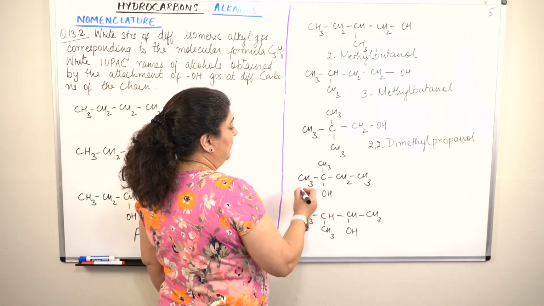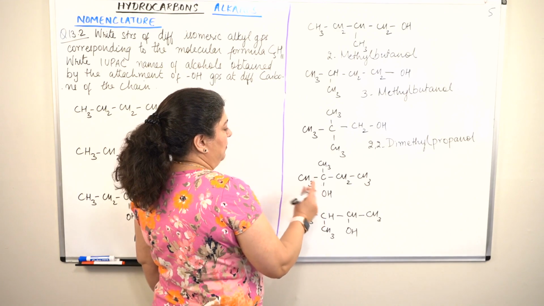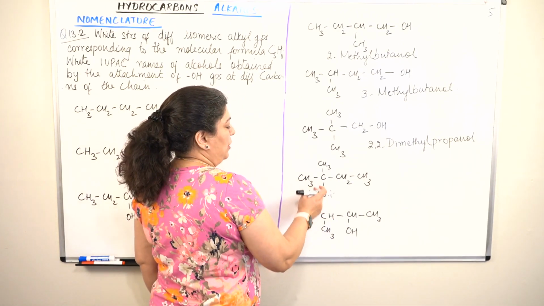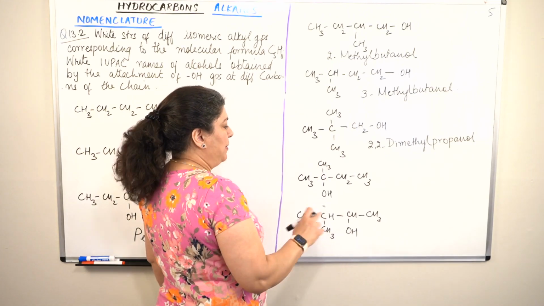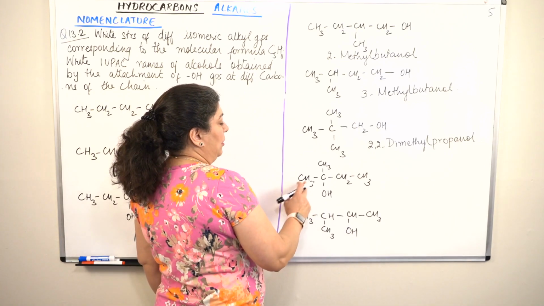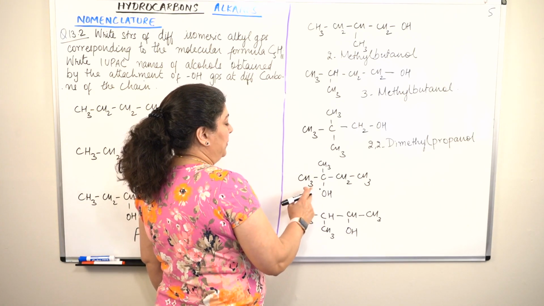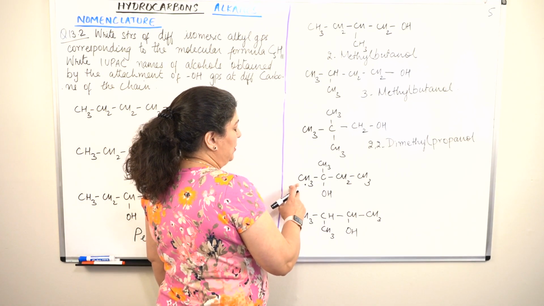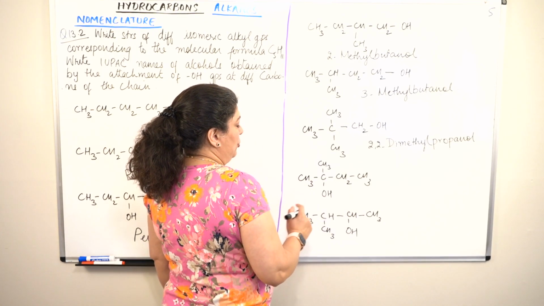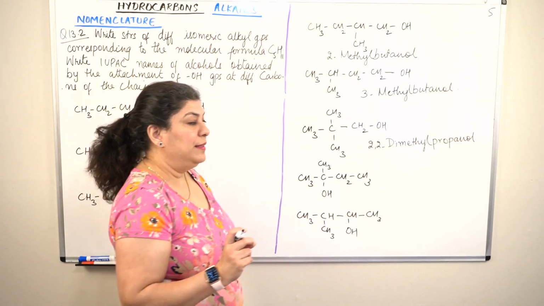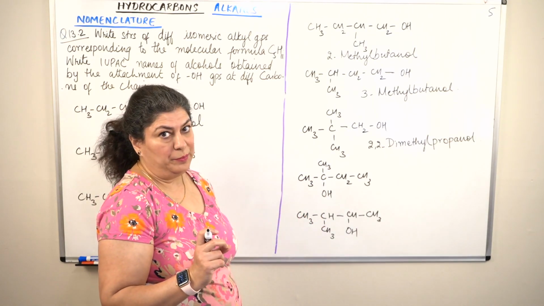Here you will have butanol, because the main chain has 4 carbons and it has 2 substituents, the alcoholic group and the methyl group on the same carbon. So we'll count from this direction to get the lower locants for both of them. According to the lowest locant, sum of locants rule, you count from this direction 1, 2, 3, 4. So it is butanol, and on the second carbon you have methyl and alcohol.